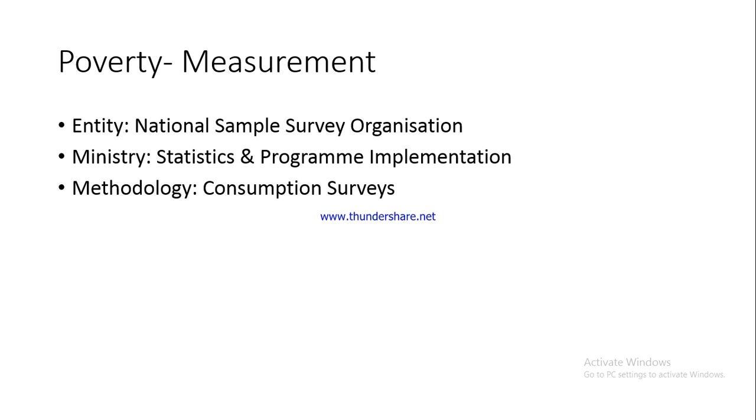This is the methodology which is adopted by the NSSO, and these consumption surveys are conducted. The frequency is quinquennial. Now, quinquennial means every 5 years. So they are conducted every 5 years. And this is how we get an understanding of the poverty levels and the absolute number or the percentage number of the below poverty population in India.